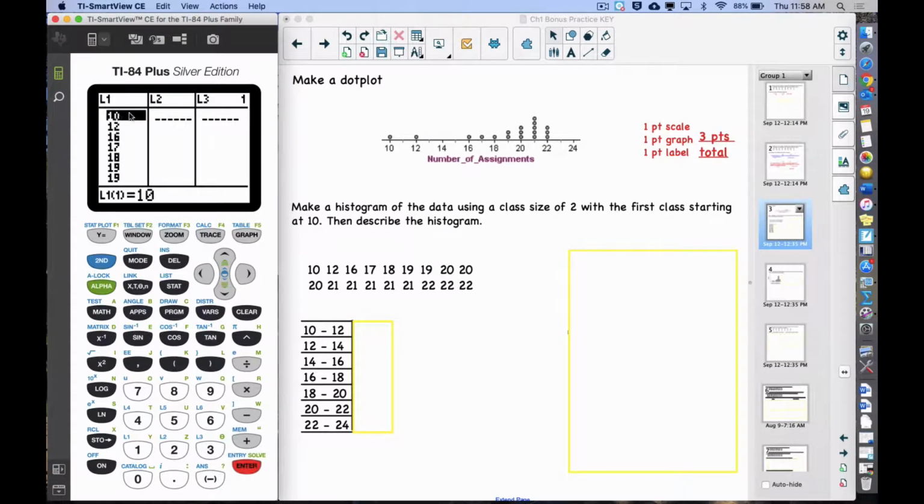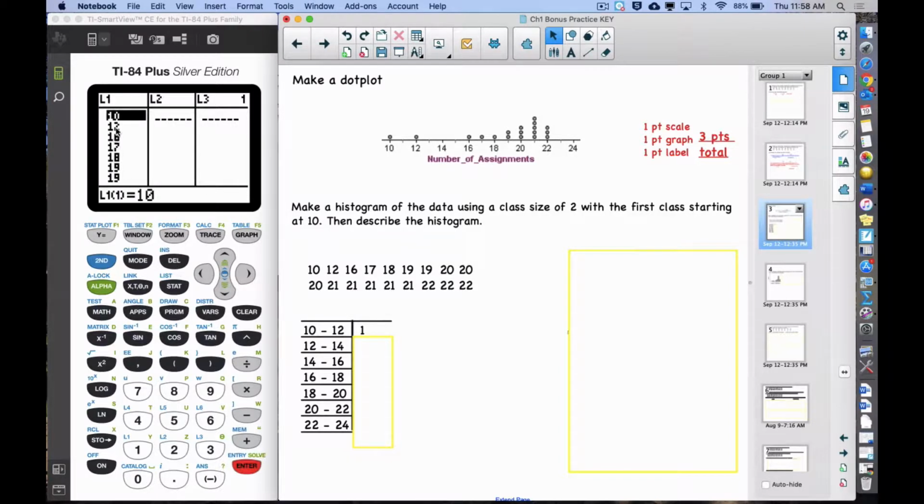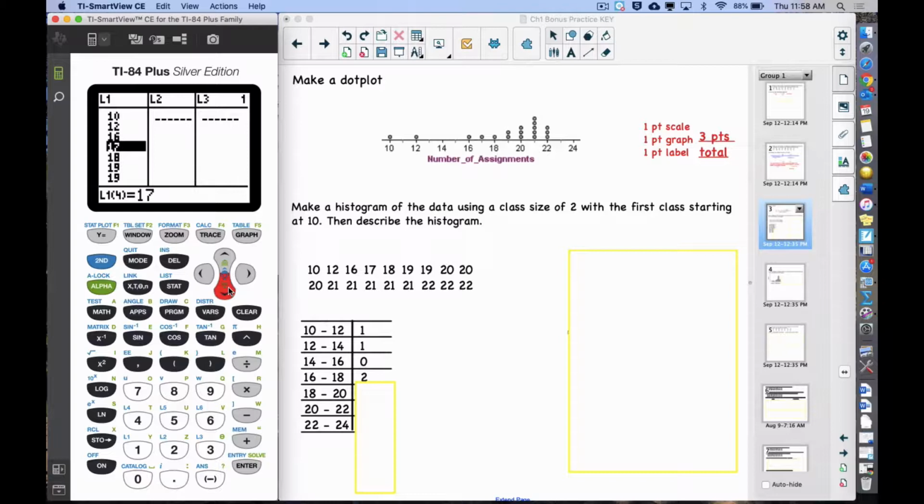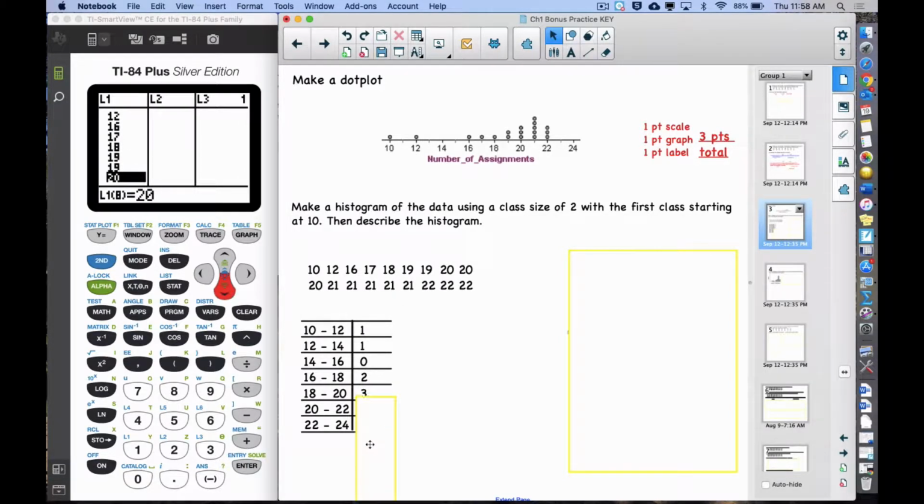10 to 12, I really only have one number because I'm going to put 12 in the 12 to 14 class. Then from 12 to 14, I have the number 12, but that's it. So I only have one number there. Then from 14 to 16, I have nothing. The number 16 is going to go into that next biggest one. 16 to 18, I have 16 and 17, but then 18 gets bumped up, so I have 2 there. In the 18 to 20, I have this 18, this 19, this 19, but then I hit my 20, which would go in the next one.